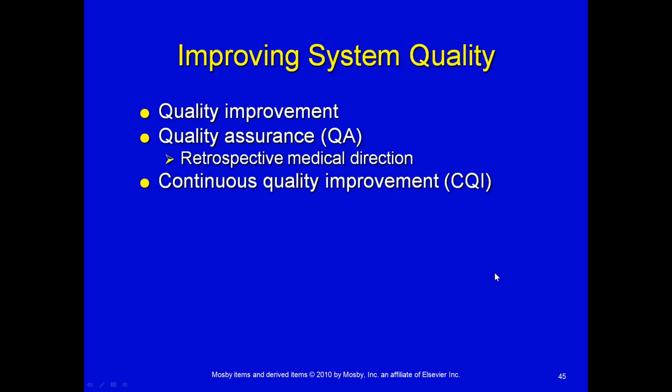Which leads us to quality improvement, quality assurance, and continuous quality improvement. And these are all things that are very similar in nature. Certainly quality improvement is improving upon the care that we provide, looking at opportunities that exist based on run audits to provide better care. And that's what quality improvement and quality assurance are, retrospective medical review.